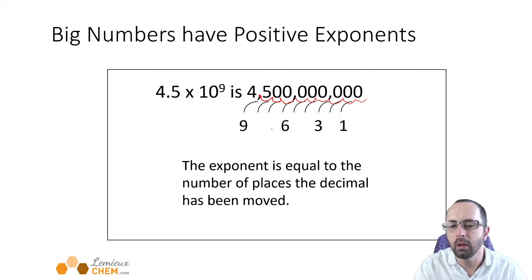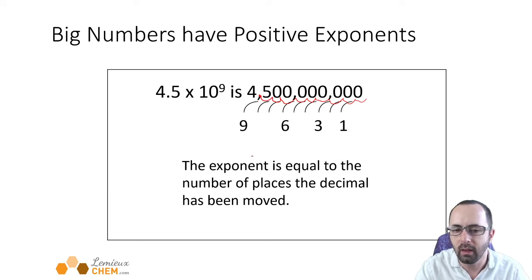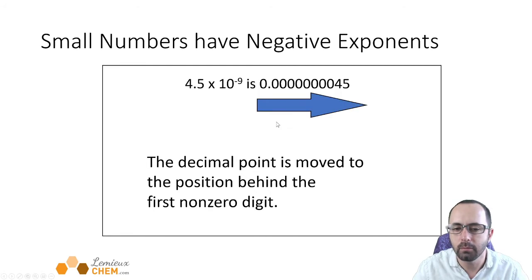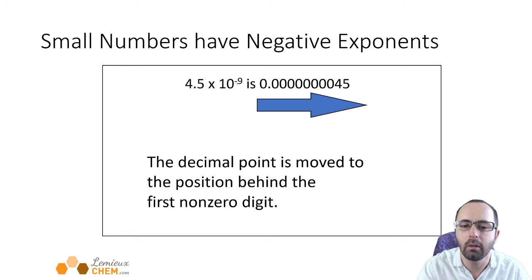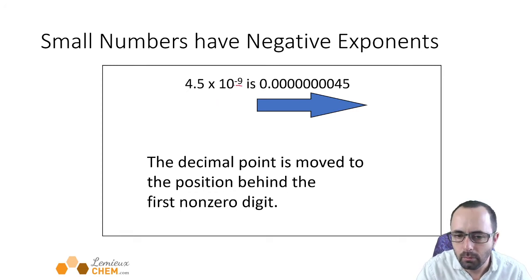Okay, so take-home message here. Big numbers have positive exponents on the 10. And the 10 is indicating here the difference in the position of the decimal point. Numbers with positive exponents are big. Numbers with negative exponents, so you can see up here the negative exponent, they are small.